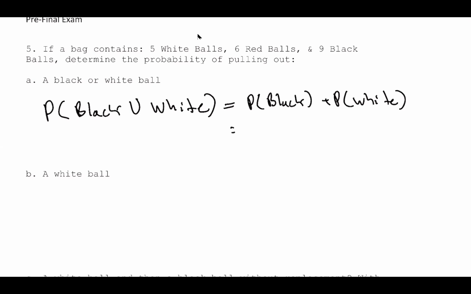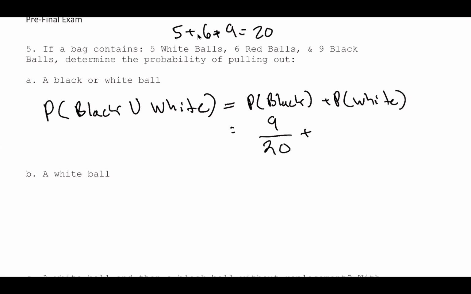So for the probability of black, if you look at it, they say there's 9 black balls. So if I want to find out how many total balls we have, you do 5 plus 6 plus 9, and you get 20. So there's a total of 20 balls.